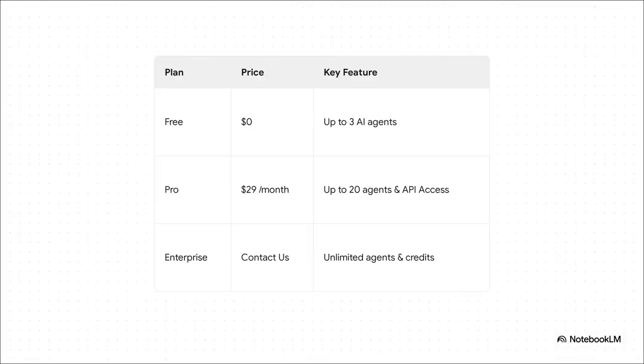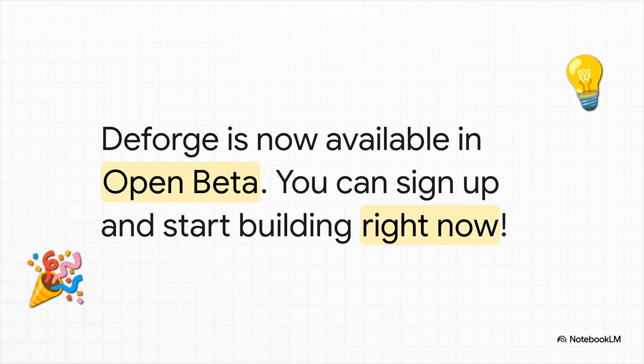So you might be thinking, okay, how can I try this? Well, even the pricing is built to be accessible. There's a totally free plan that lets you build up to 3 AI agents. It's perfect if you just want to jump in, experiment, and see what you can do without having to spend a dime. And maybe the best part of all, you don't have to wait. Deforge is in open beta right now. That means you can literally go sign up and start building today.